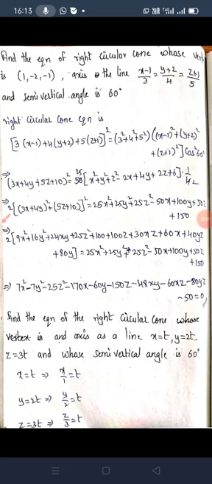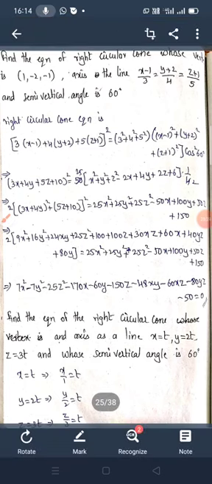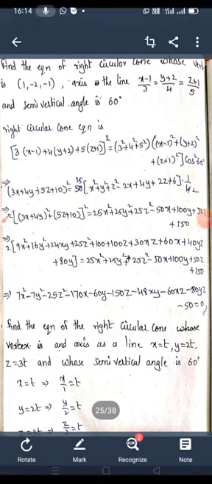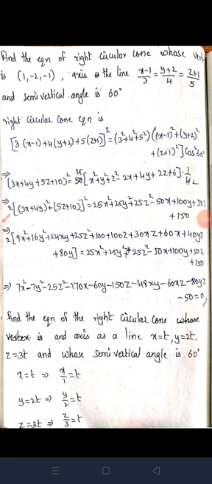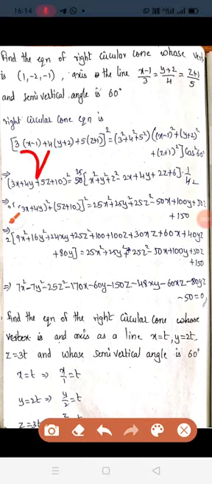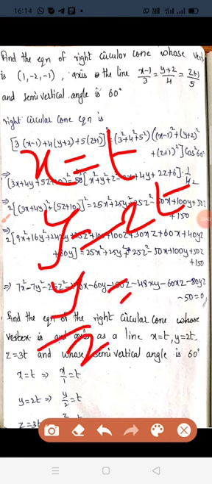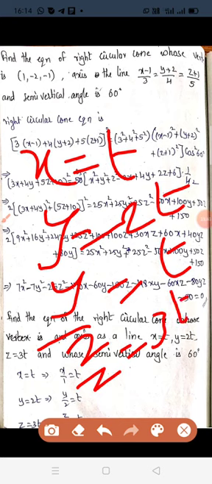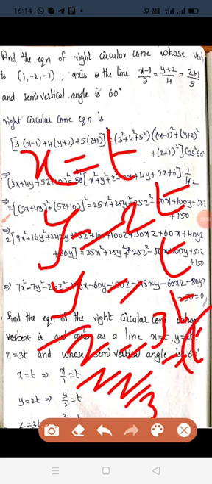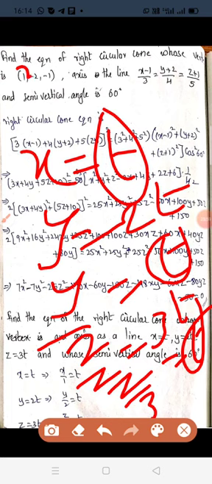Now we go to another problem. Find the equation of the right circular cone with axis line x = t, y = 2t, z = 3t, and whose semi-vertical angle is 60 degrees. Here the line is not given clearly, but we observe that x = t, y/2 = t, z/3 = t. These values are the same, so directly we can write x/1 = y/2 = z/3.